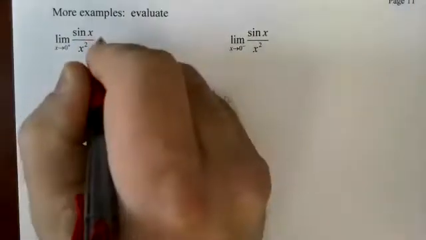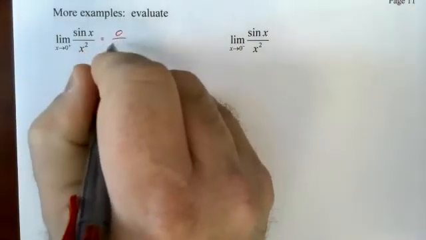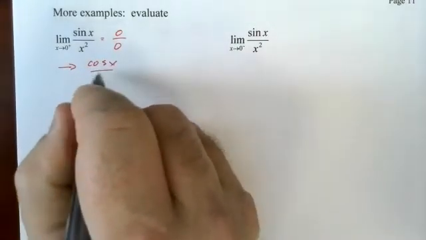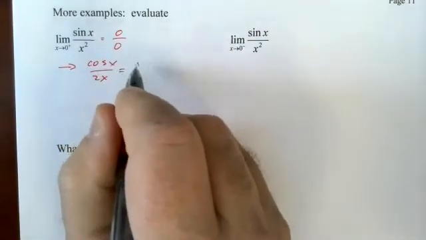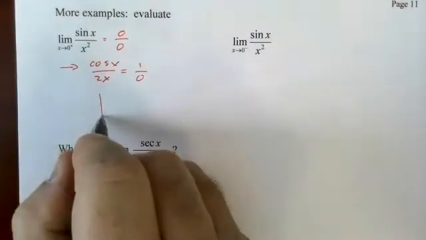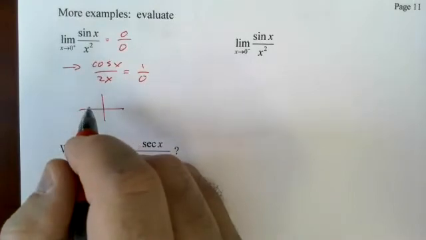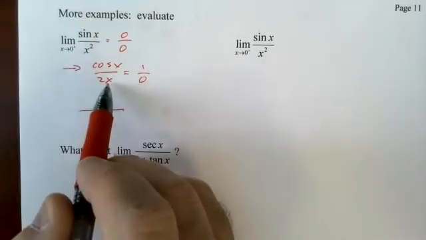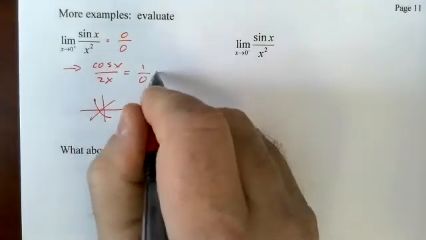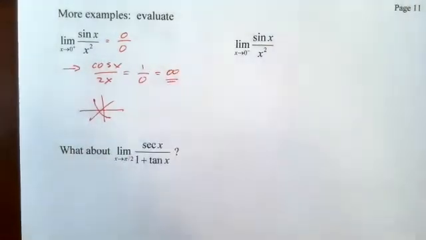That's 0 over 0. So cosine of x over 2x. That's 1 over 0. All right. Here's why the positive side. If I came to 0 from the negative side, it'd go to negative infinity. I'd have to graph it. I'm not going to. So that's infinity.